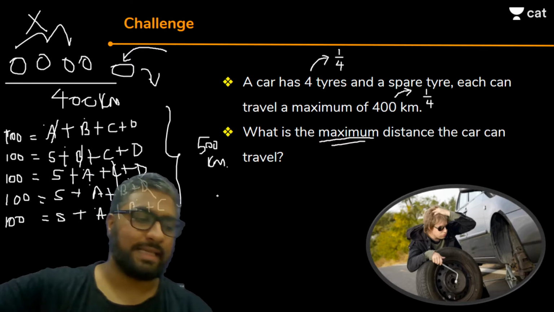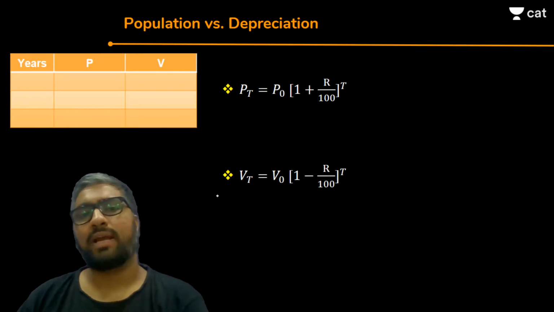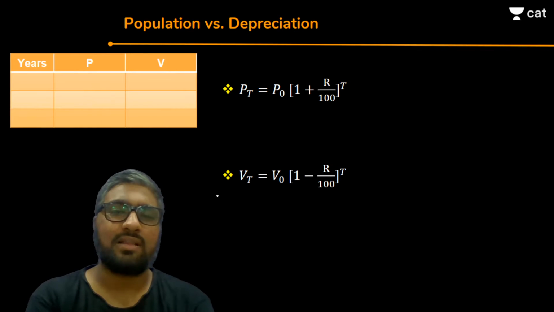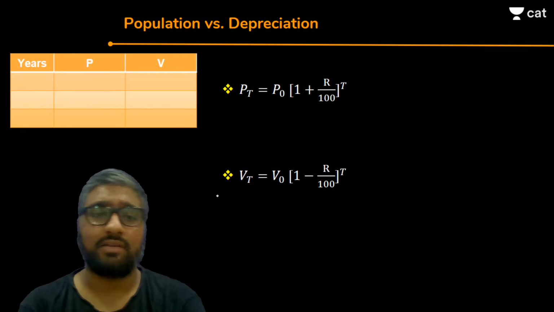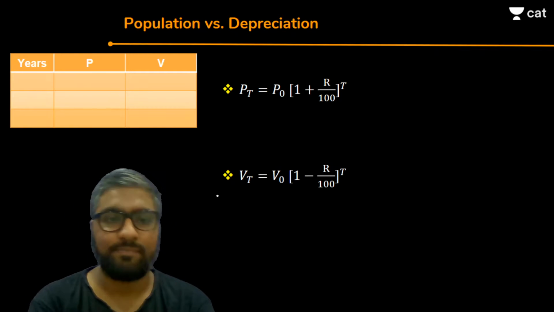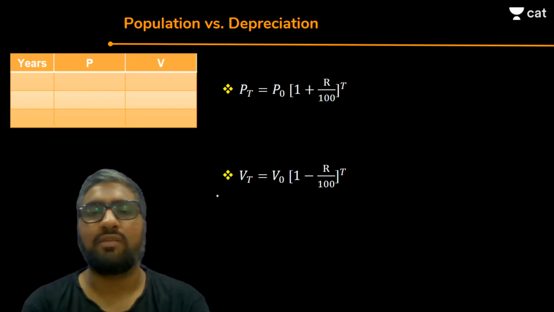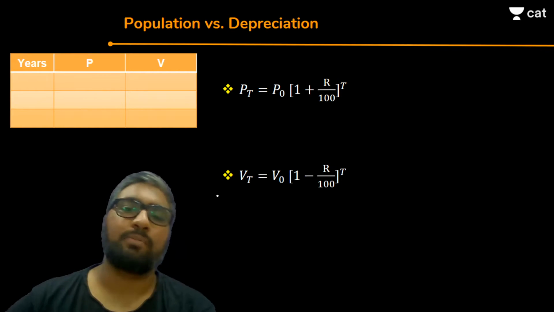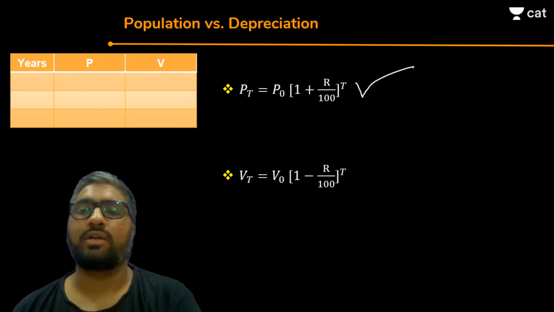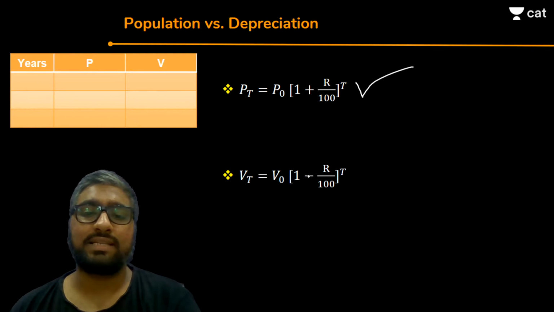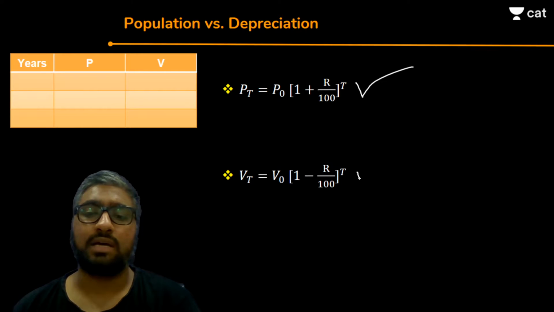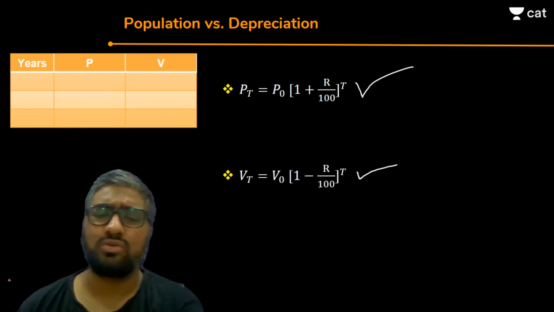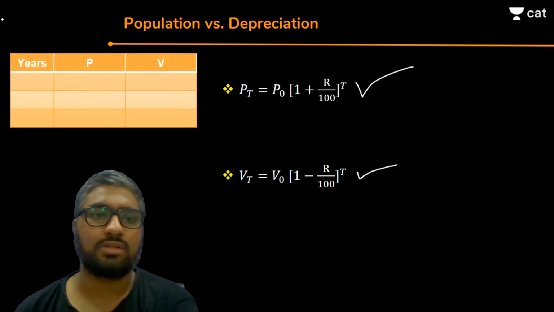Great, superb guys. Now let's quickly look at population versus depreciation. If you understand the concepts of percentages, you really do not need a formula for population. Population is just like compounding, and depreciation is the reverse of it. So let's quickly do it with an example, using the usual numbers that are easy for us to calculate.